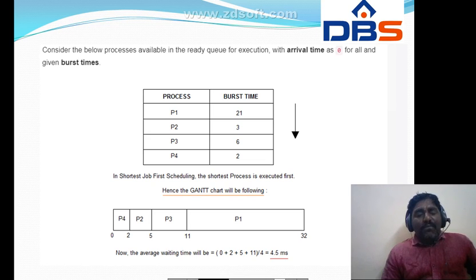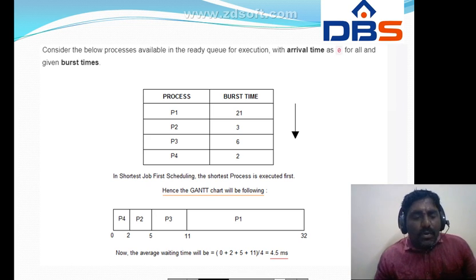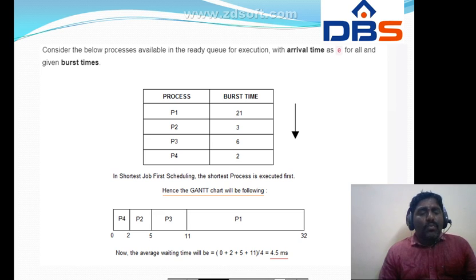Here P4 starts its execution at 0. For P4 there is no waiting time, but P2 waiting time is 2. P2 will start its execution at 2 and end at 5 milliseconds. P3 waiting time is 5. P1 waiting time is 11. Completion time is 32. How are we going to calculate the average waiting time?